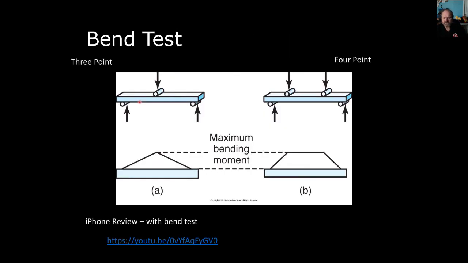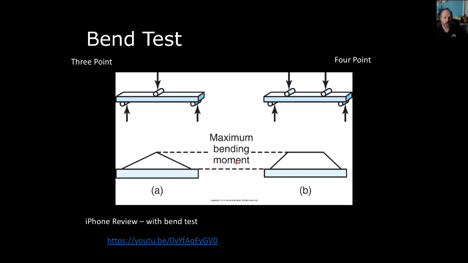And I think this is the last part of the lecture. We're going to talk about bend testing. So we can pull on things, we can push on things. We can do the disc test. We can do the compression test and the tensile test, and now we have a bending test. And there's two basic kinds that people typically do: the 3-point and the 4-point test.